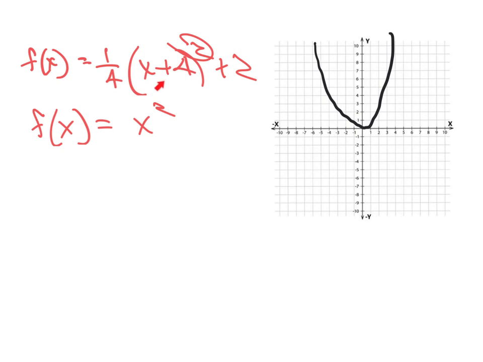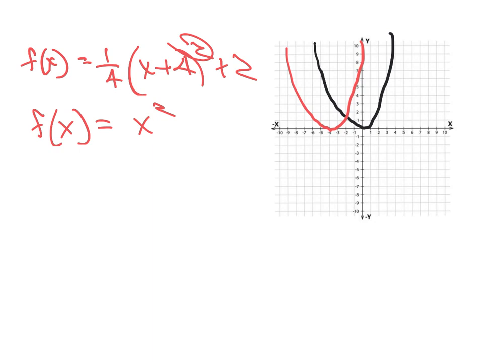So in the parentheses, it says that we're going to translate this parabola here 4 units to the right or left. 1, 2, 3, 4. Same shape, exactly the same ugliness. We just moved it 4 to the left.